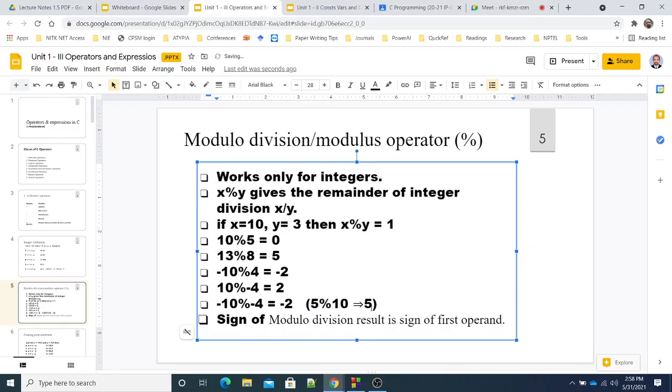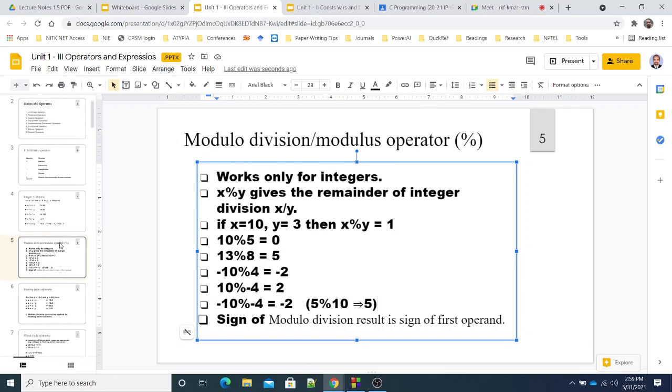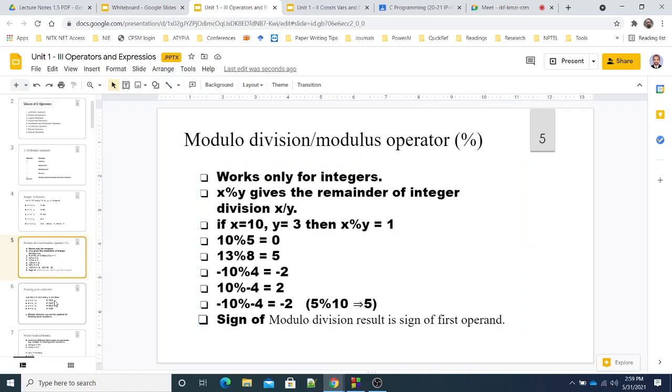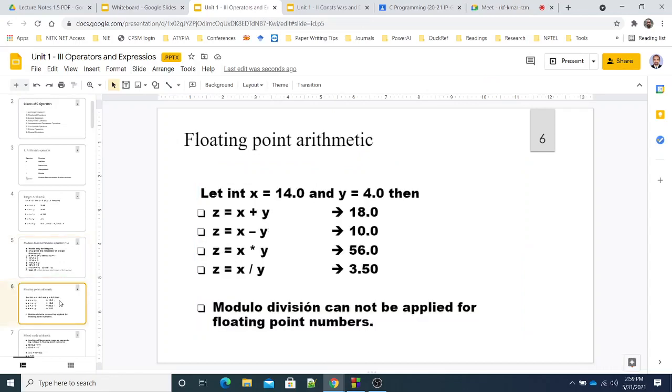5 mod 10 is 5 only. Quotient is 0, remainder is 5. That's what we started with, right? Any number less than the second operand, you get the same number as the remainder. So these are some properties of the modulus operator. You might get a multiple choice question in your lab viva regarding this. I hope this is clear to everybody, or you can ask.